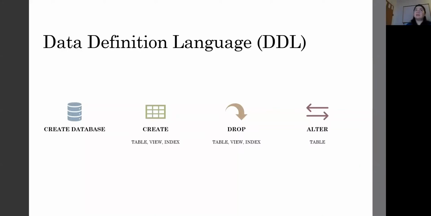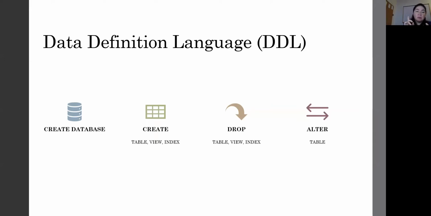So the textbook starts off by telling us that SQL DDL has four basic statements. The first one is to create the database in the first place. That's always a good idea. Second one is to create the tables, views, and indexes. We'll go over what the views and indexes mean, but to create stuff.